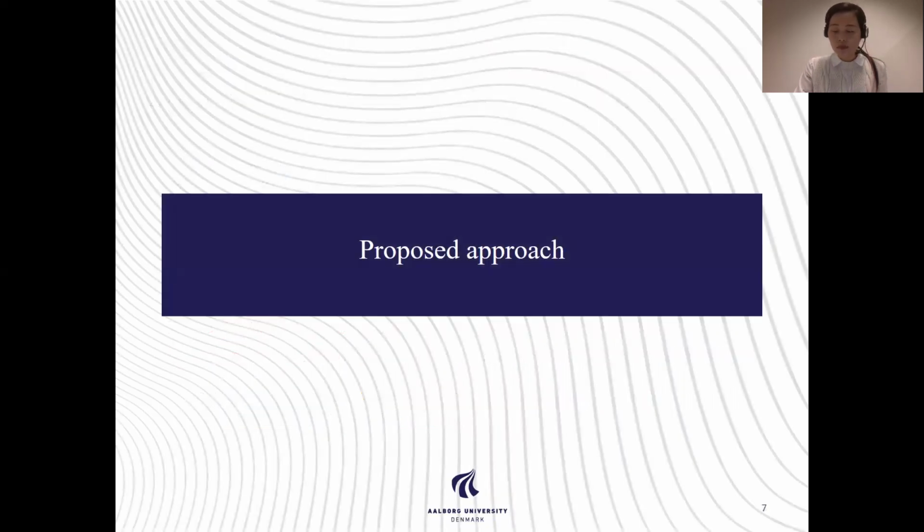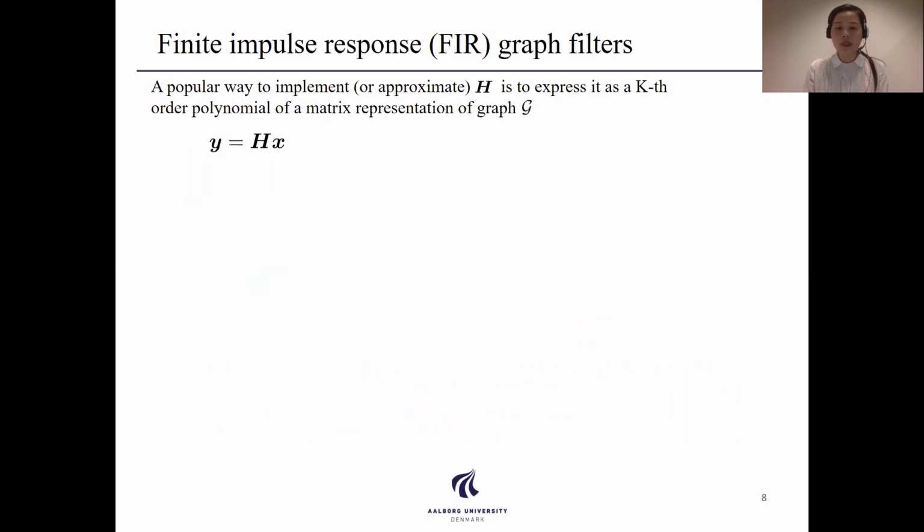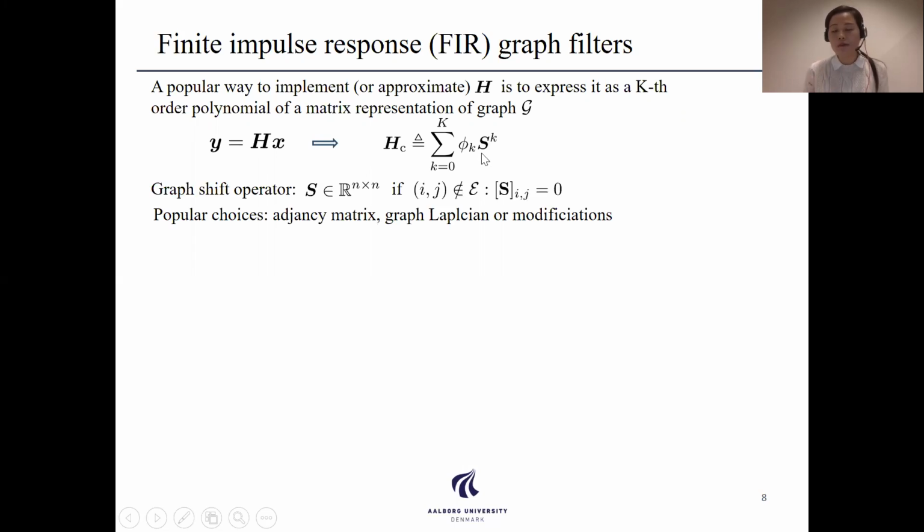Now let's go to the proposed approach. We first need to introduce the FIR graph filters. A popular way to implement, or we can say to approximate this h, is to express it as a K-th order polynomial of a matrix representation of this graph. Here we can write it in this way, and here S is the so-called graph shift operator.